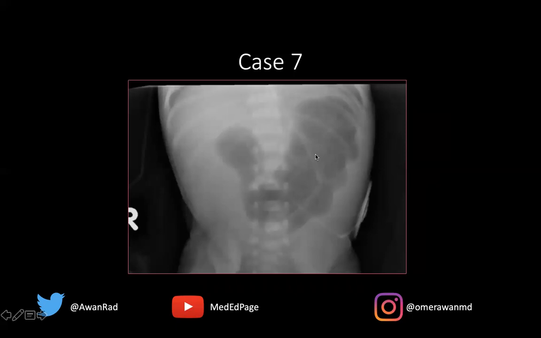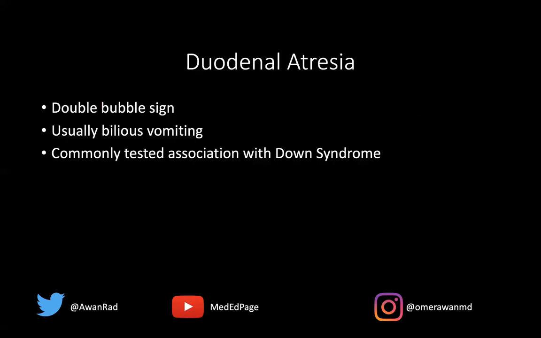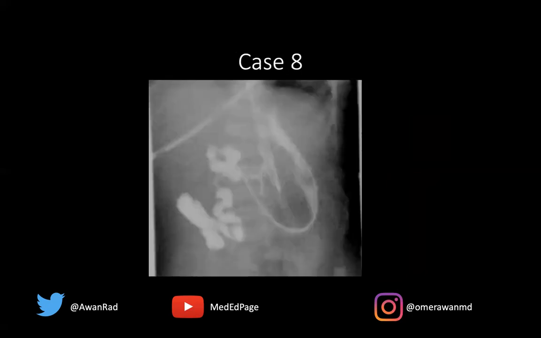Moving on to case 7, we have a single frontal view of the abdomen. Notice the double bubble sign. This here is marked gaseous distension of the stomach. This is air-filled distension of the duodenum. There's no gas distal to the duodenum. Double bubble sign that we see in duodenal atresia, right? So nice example of this. Usually this presents with bilious vomiting, commonly tested association with Down syndrome, right? If you know this, you'll probably know enough to answer the question on the shelf exam.